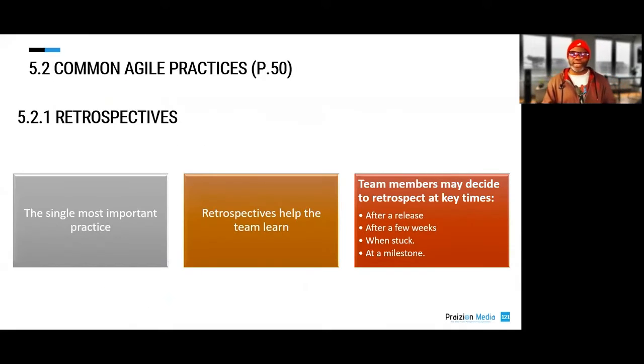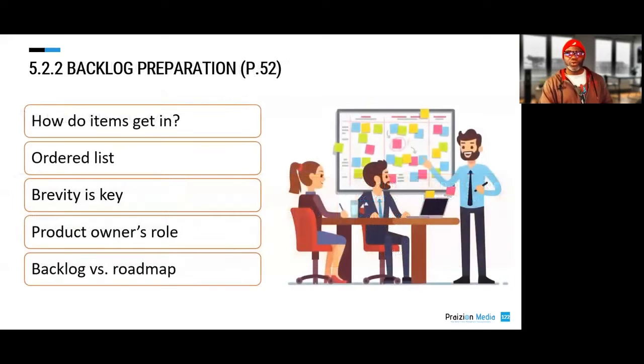The rest of this chapter talks about events in Agile. So we have retrospectives. The retrospective is the single most important practice as documented by PMI on page 50. We also talk about backlog preparation. How do items get into the backlog? Did aliens drop them off? No. There's got to be some interface between stakeholders, the product owner, and it ultimately will get put into a backlog. Ultimately, a roadmap will be crafted.